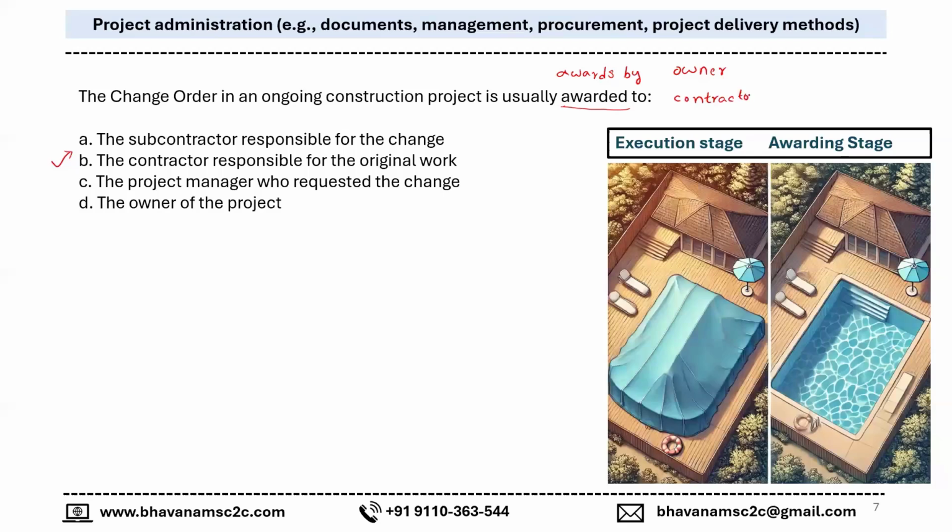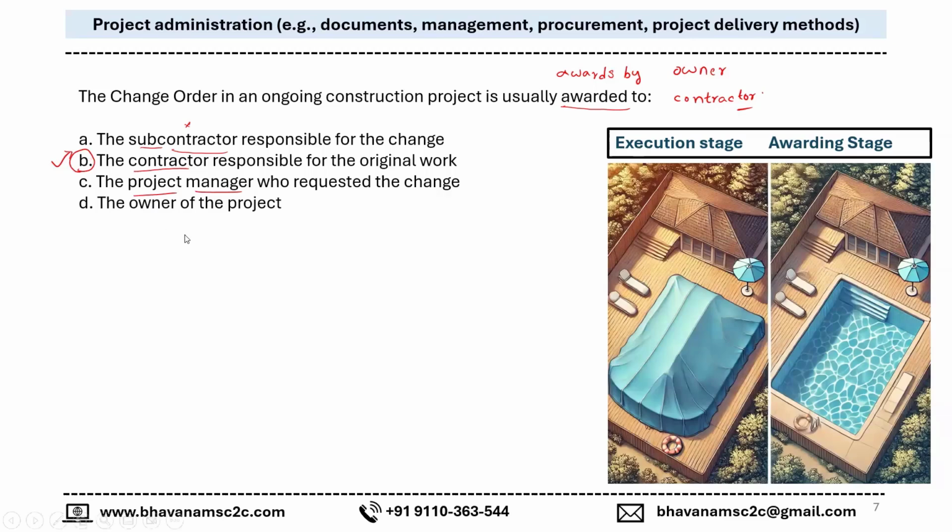Though the swimming pool work is given by a contractor to a subcontractor, the change order goes to the general contractor, not the subcontractor. Why? Because the subcontractor and contractor will have some other terms of agreement between themselves, so that price is not to be decided by the owner. Hence whatever change order happens within the site will usually be awarded to the contractor, not to the project manager and not to the owner. The owner himself awards the project. Hence B is the answer for this question.